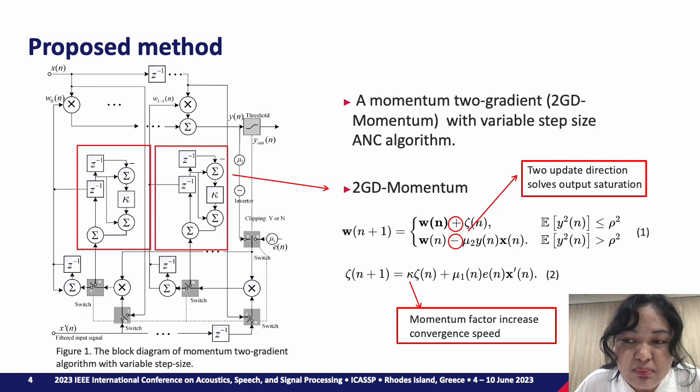Here we propose a momentum two-gradient method with a variable step size strategy. In this method, the update directions are divided into two cases, depending on whether the output signal exceeds the constraints. The two directions are set as opposite directions according to the two-gradient method and solve the output saturation, where the momentum factor is added in the first update direction to increase the convergence speed of the ANC algorithm.